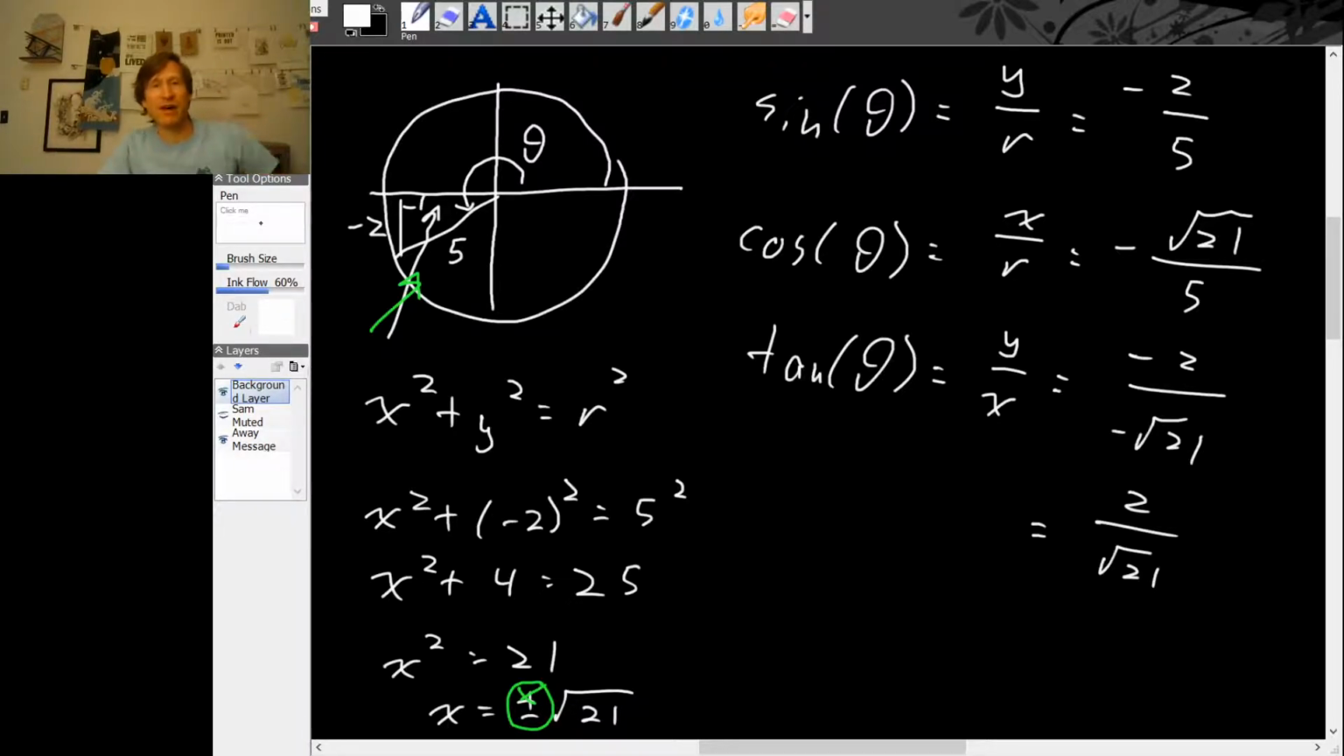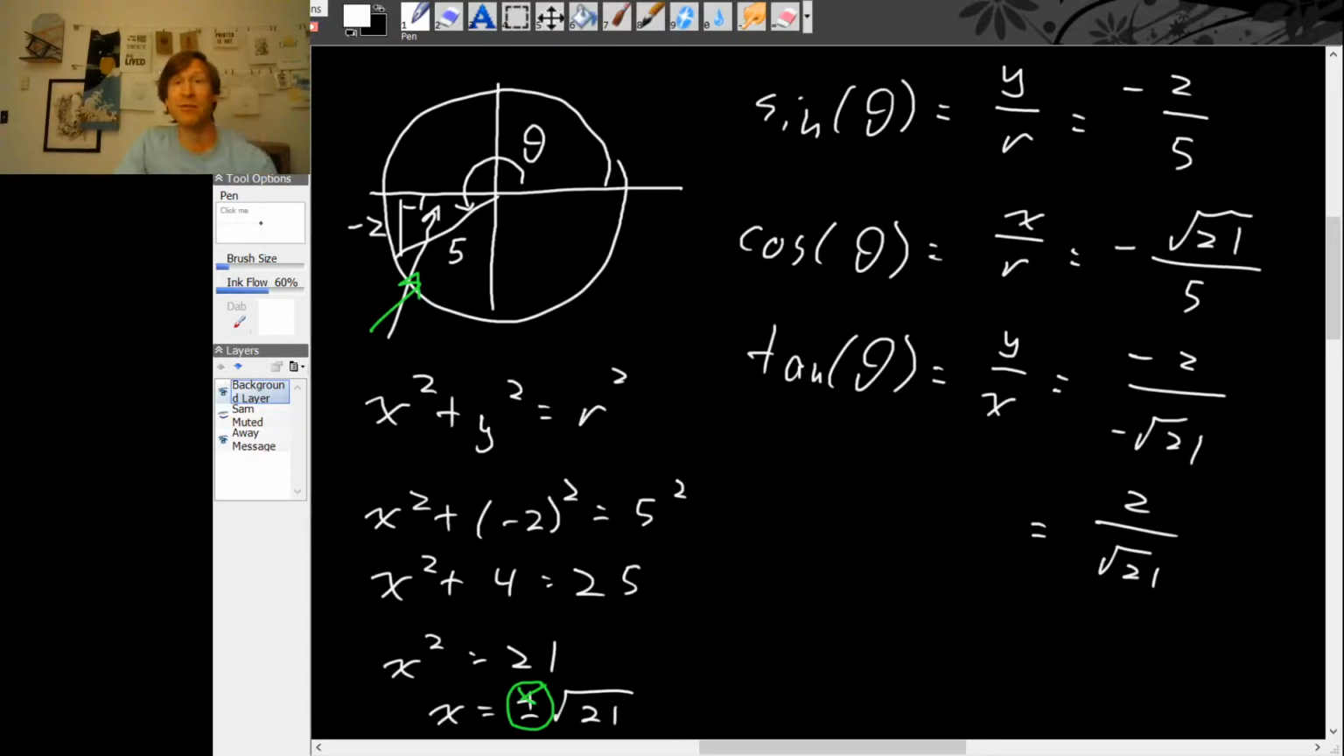So again, we see 2 main things from these examples. One is draw a diagram so that you know what quadrant you're in, and use that quadrant to choose the appropriate plus or minus signs for your coordinates. X and y could be positive or negative depending on the quadrant. R is always going to be positive because it's a radius, it's a distance.